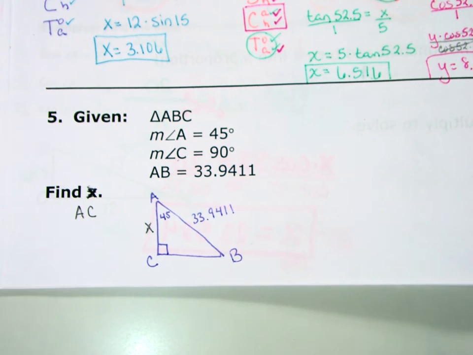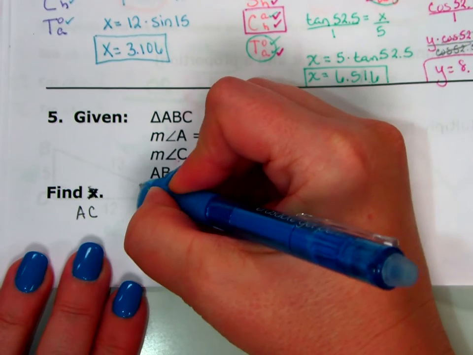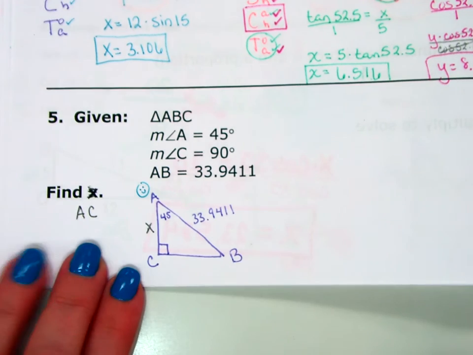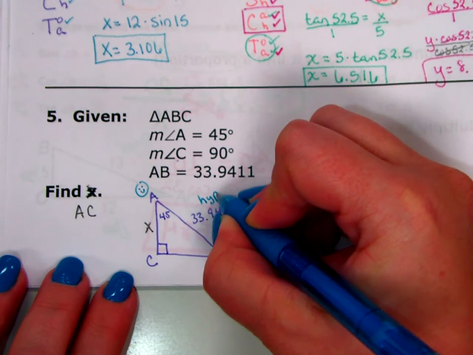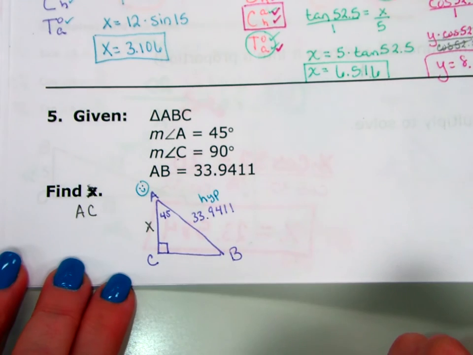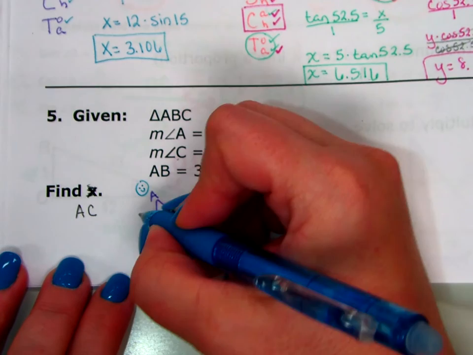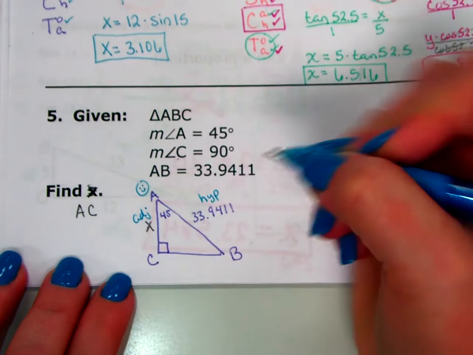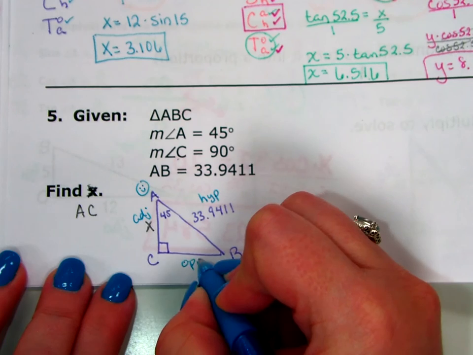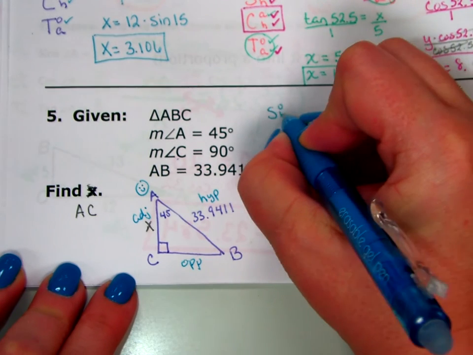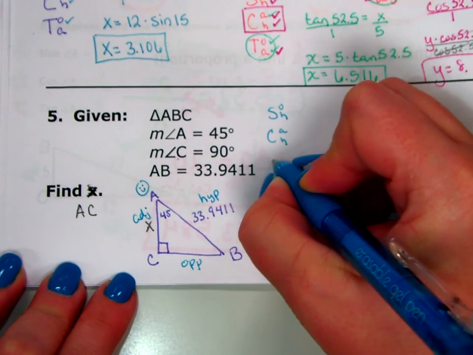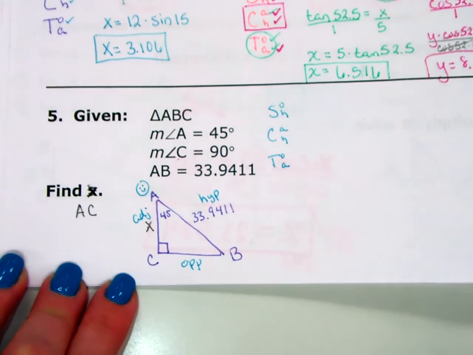And now I'm going to label my triangle. So when I label my triangle, where am I going to be standing at? The 45 degree angle, angle A. Which one's my hypotenuse? 33.9411. Which one's adjacent? X. And meaning this is then my opposite. And we're going to look at SOH CAH TOA.